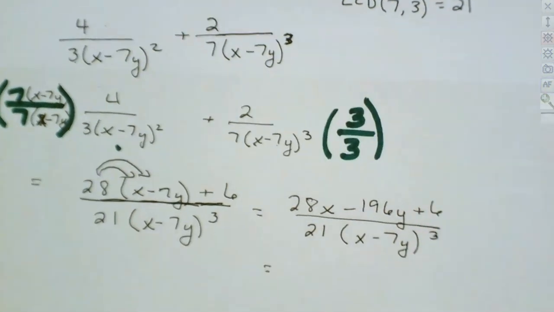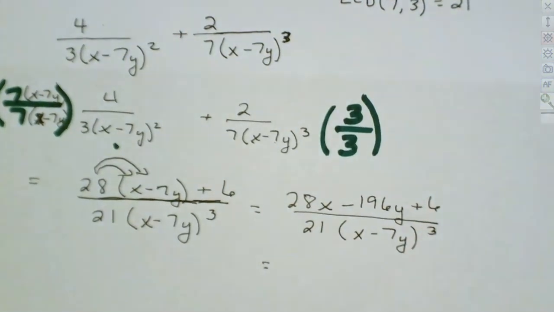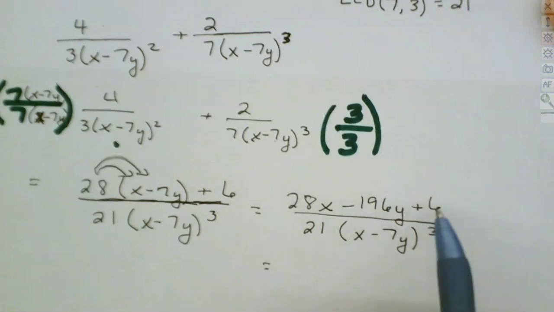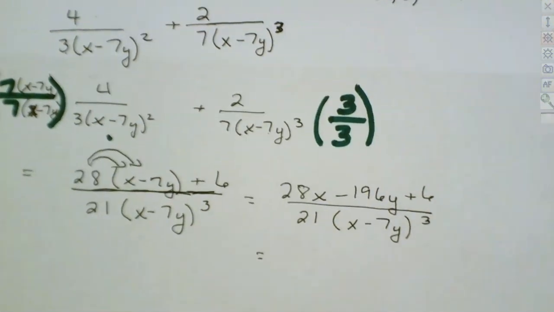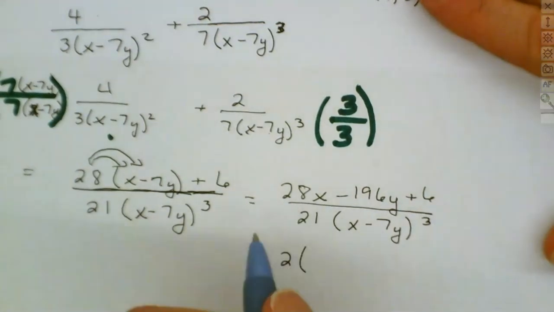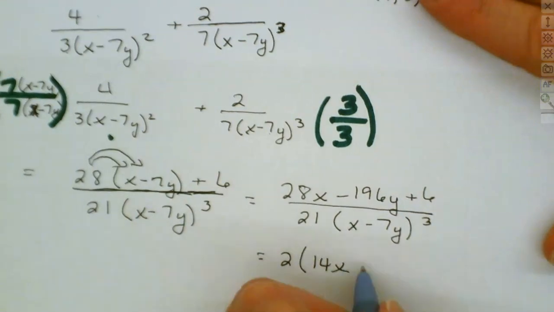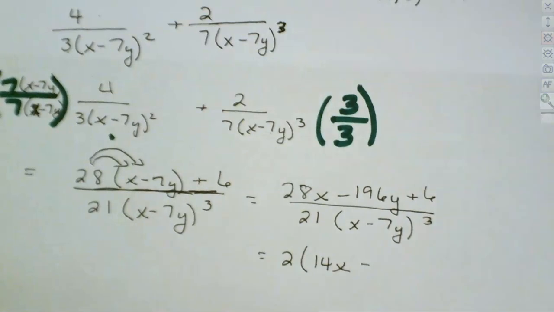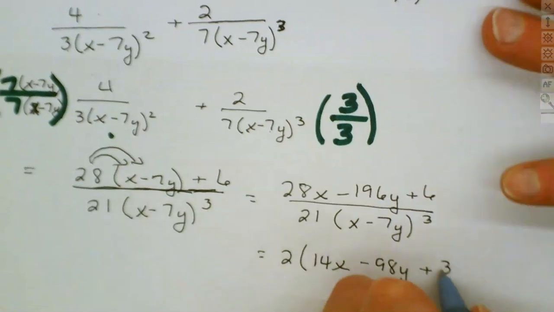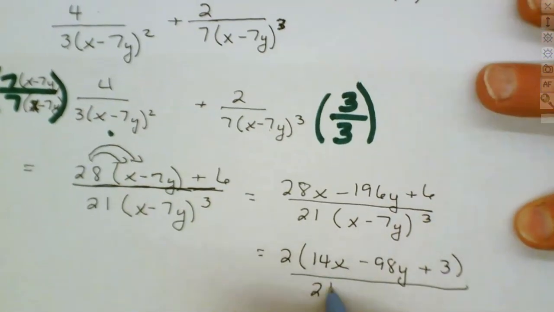Okay, we might be able to go one little step further. What can I do? Well, look at these numbers. 28, 196, positive 6. What do they have in common? These all have the number what? 2 in common. So that's our last step. We can take that 2 out, and that's going to then leave you with a 14x minus 98y plus 3. And that's going to be over 21 times x minus 7y cubed.